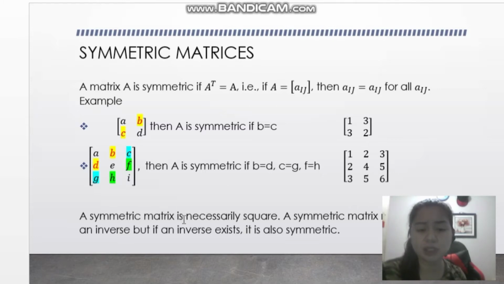A symmetric matrix is necessarily a square matrix. It's either 2 by 2, 3 by 3. A symmetric matrix may not have an inverse, but if an inverse exists, it is also symmetric.